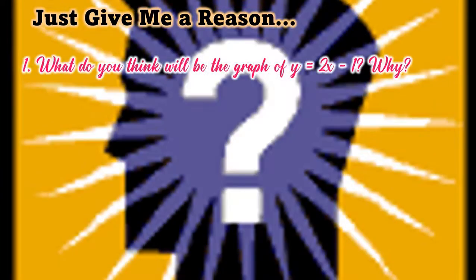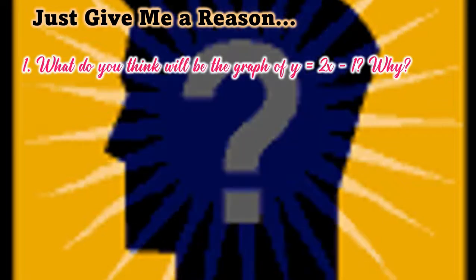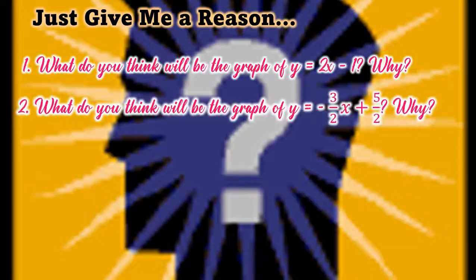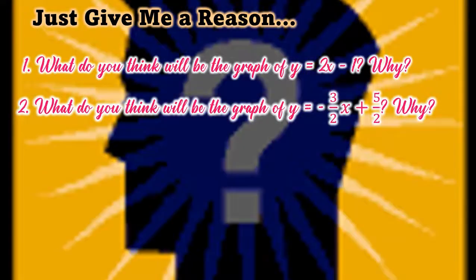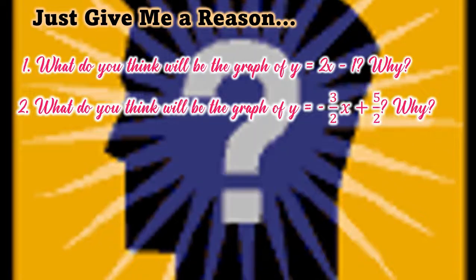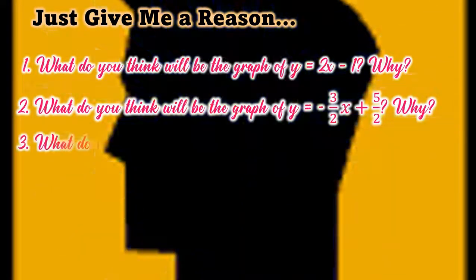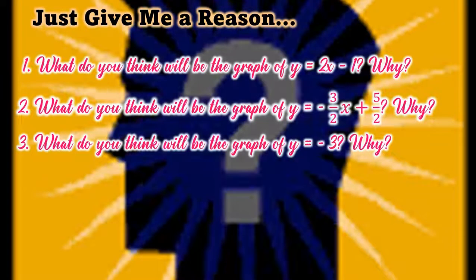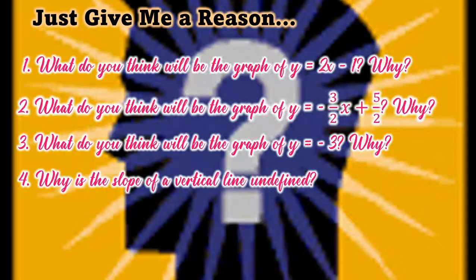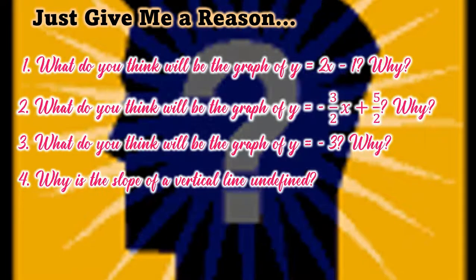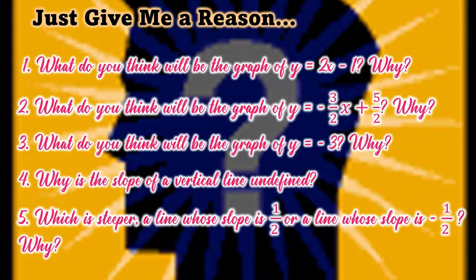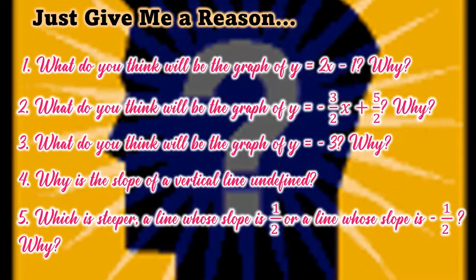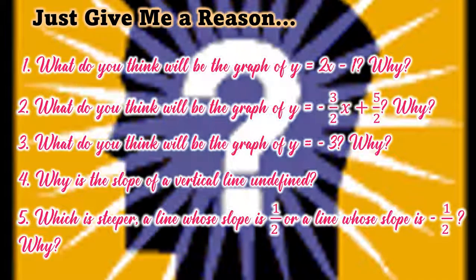Number 1. What do you think will be the graph of y equals 2x minus 1? Why? What do you think will be the graph of y equals negative 3 halves of x plus 5 halves? Why? What do you think will be the graph of y equals negative 3? Why? Why is the slope of a vertical line undefined? And lastly, which is steeper? A line whose slope is 1/2 or a line whose slope is negative 1/2? Why?